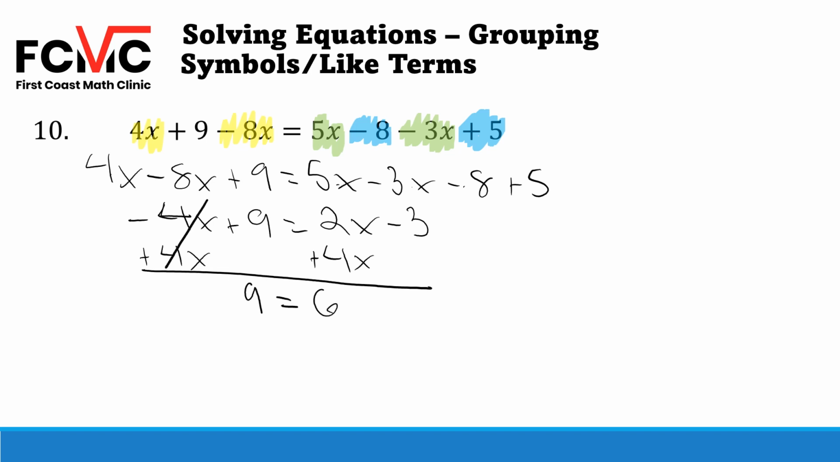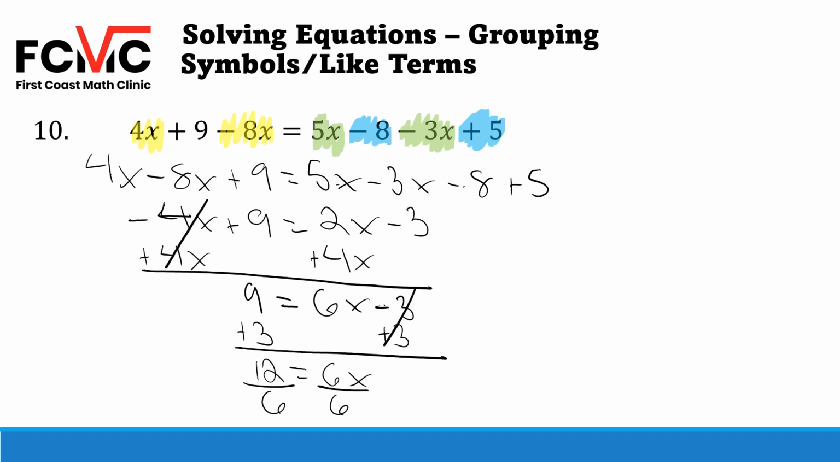So we get 9 equals 6x minus 3. Let's add 3, add 3. Negative 3 plus positive 3 gives us 0. So we get 12 equals 6x, then divide by 6. Divide by 6. 6 divided by 6 is 1 and 1. And then 12 divided by 6 is just going to give us 2 equals x. So x is going to be 2 here.